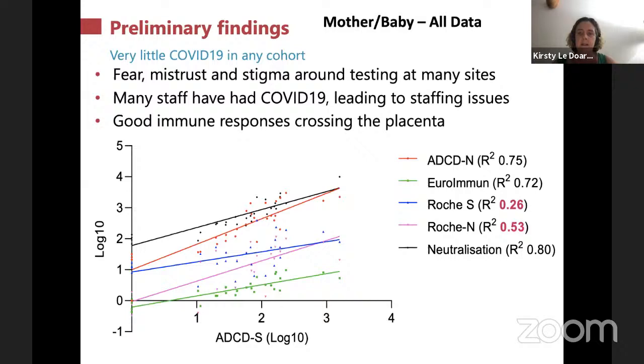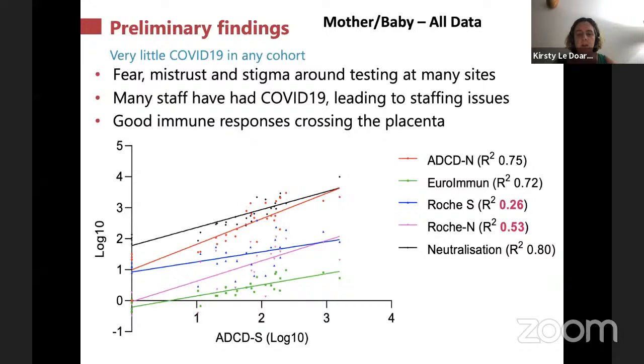I picture here the first of our antibody samples. I wanted to get some data ready to prepare for this talk. What we are seeing is good immune responses across the placenta. However, there is a differential transfer between the antibodies against the N and the S proteins of the SARS-CoV-2 virus. And here in this diagram, you see the log titer of either the neutralization or the ELISA antibody for the different tests you see there on the right hand side, compared to a complement deposition assay on the x-axis.